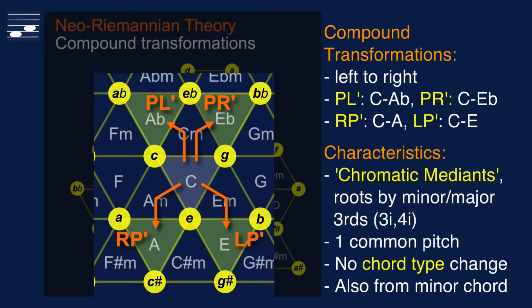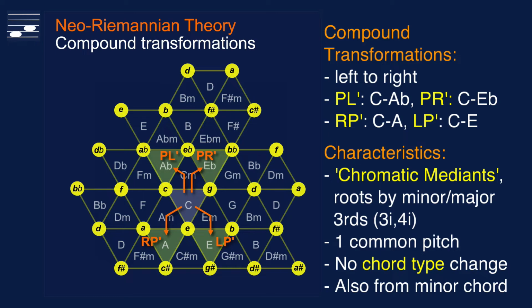The root pairs are known as chromatic mediants, since we will not find these in diatonic 7-pitch scales. The intervals between roots are 3 or 4 semitones. Compound transformations have a single common pitch, and there is no change of chord type. We start and end on a major triad. Of course, compound transformations are also possible for minor chords.